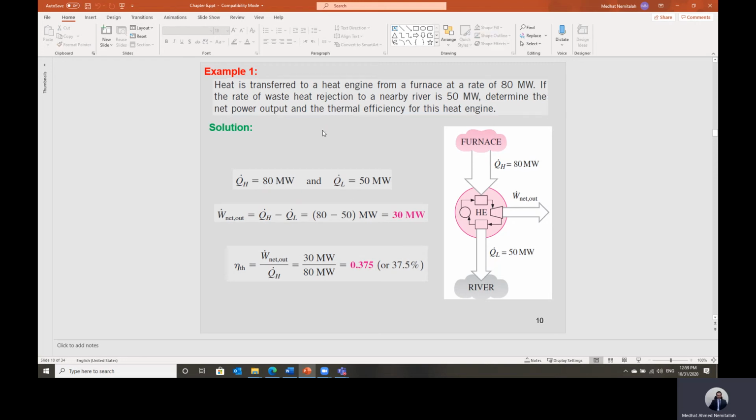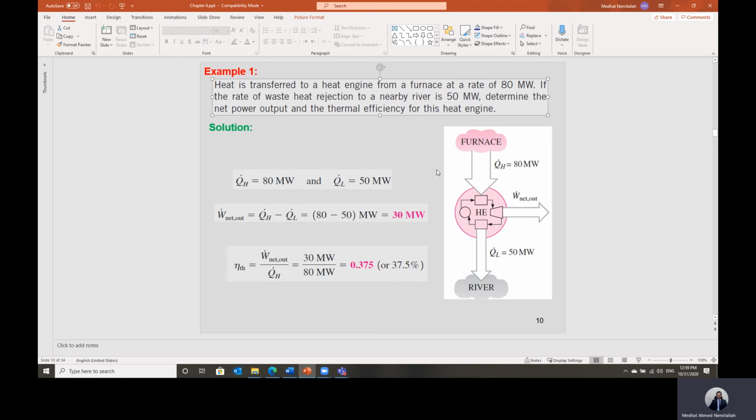Okay, look at this simple example. Heat is transferred to a heat engine from a furnace at a rate of 80 megawatt. So this is Q high, 80 megawatt. And the rate of heat rejected to a nearby river is equal to 50 megawatt. This is Q low. We need to determine the net work output of the system and the thermal efficiency.